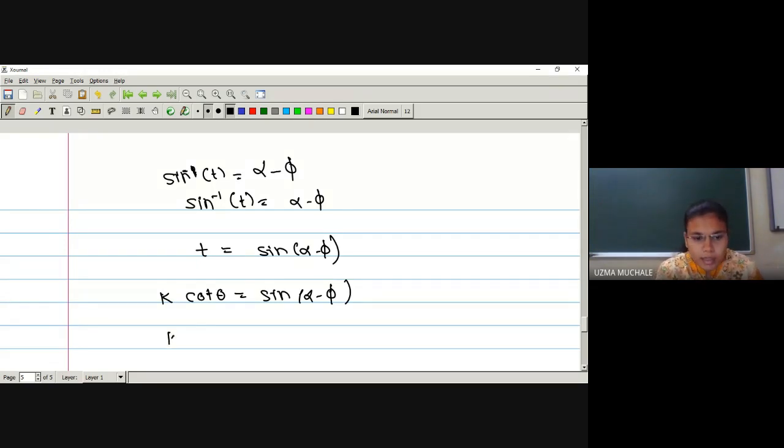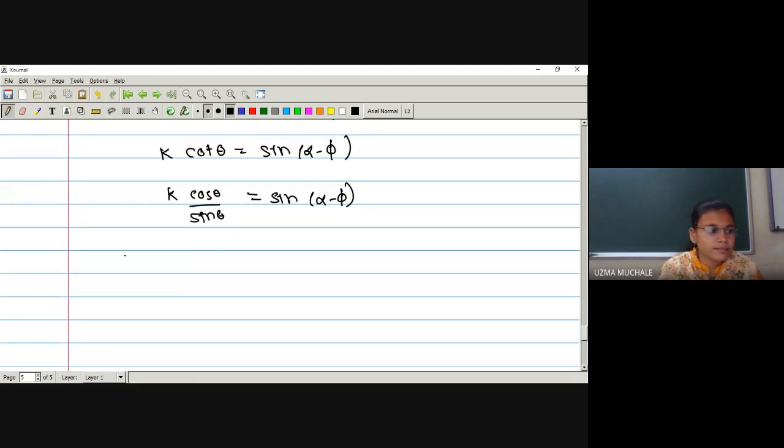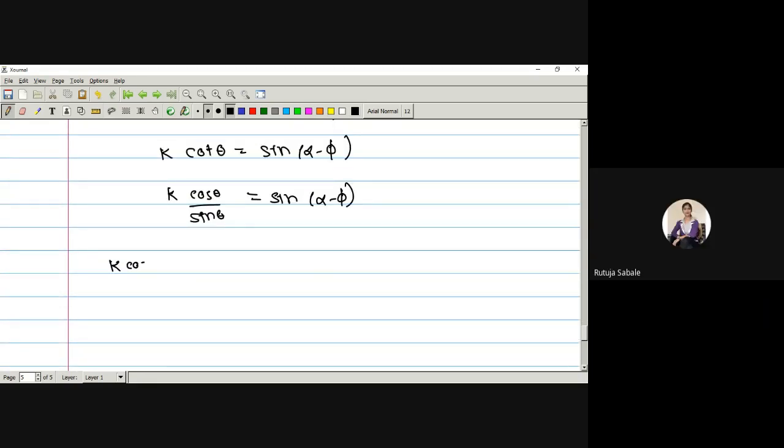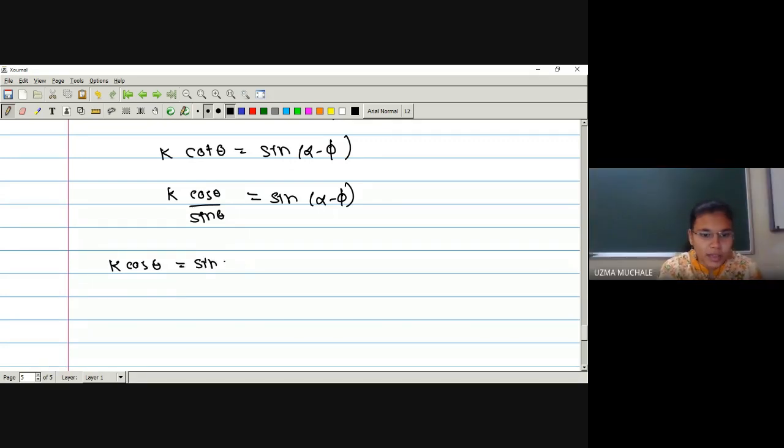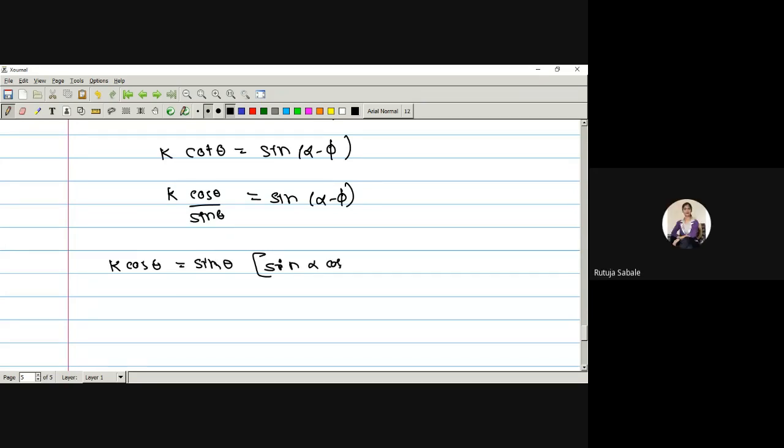Now what is the value of cot theta? It is nothing but cos theta upon sin theta, which is equal to sine of alpha minus phi. We have to prove that we have the equation of a great circle. Here, let me use the formula for sin of a minus b. What is the formula for sin of a minus b? It is nothing but sin A cos B minus cos A sin B.